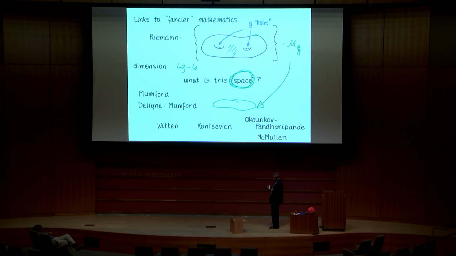Witten also got a Fields Medal, and then Maxim Kontsevich, a Russian mathematician, gave a remarkable proof of Witten's conjecture, for which he won his Fields Medal. And a few years later, Andrei Okounkov and Rahul Pandharipande gave a second proof that was very different, very insightful. Okounkov got a Fields Medal for this too.